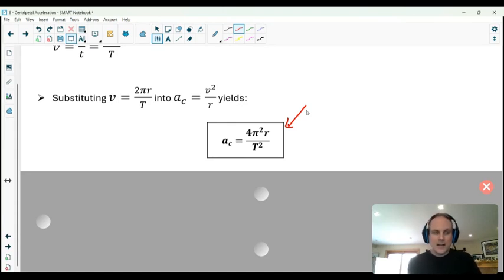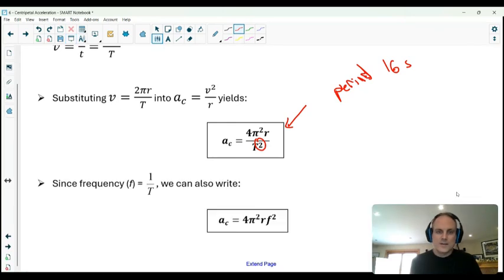So anytime we're given the period, something says the period is, I don't know, like 16 seconds, that's what we would sub in for that capital T. Yeah, that's the amount of time for one full cycle. Okay, don't forget to square it. Lots of students, when they work with these formulas, they miss that exponent there. That's very common to miss that.